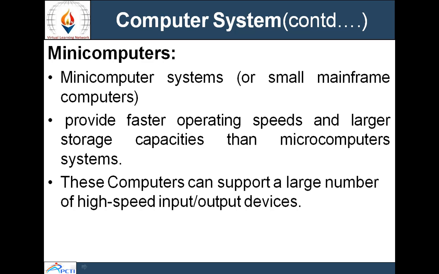Minicomputer systems provide faster operating speeds and larger storage capacities than microcomputer systems. Operating systems developed for minicomputer systems generally support both multi-programming and virtual storage. This means that many programs can be run concurrently. These computers can support a large number of high-speed input-output devices.